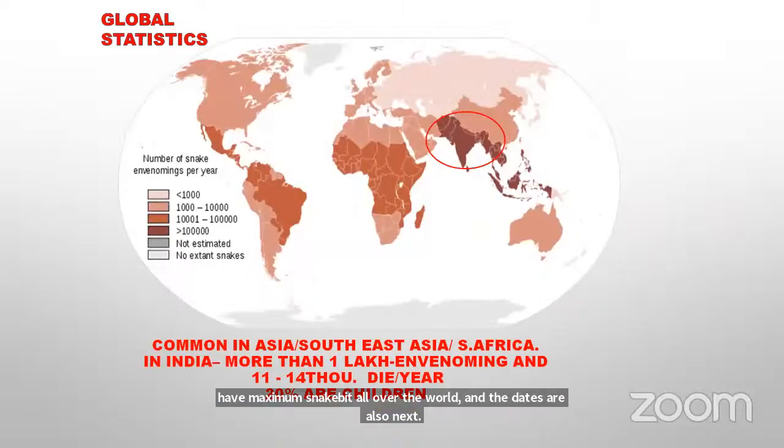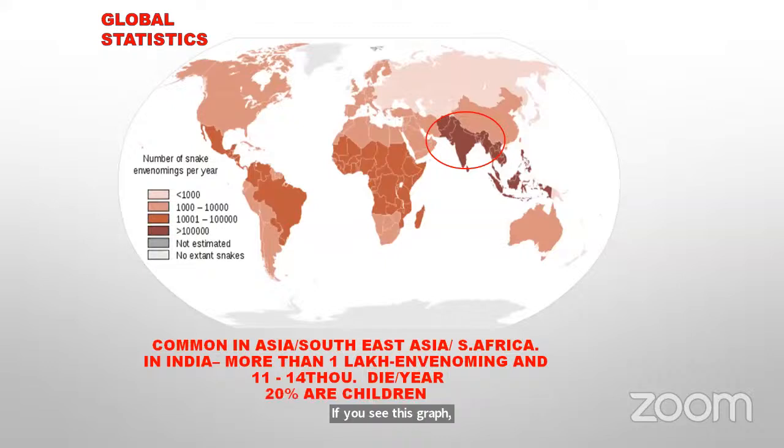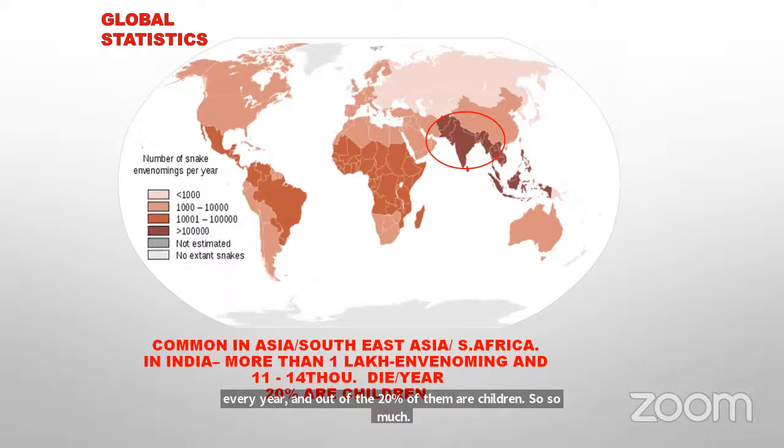If you see this geographical picture, then you will find that the dark area is India, and it shows that more than 1 lakh envenomings occur every year in our country. It is common in Asia and South Asia, but in India more than 1 lakh envenomings occur, and around 11,000 to 14,000 deaths occur every year. And out of that, 20% of them are children. So much high mortality is seen in children. Next.